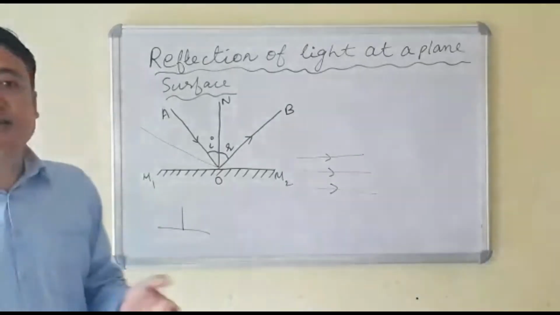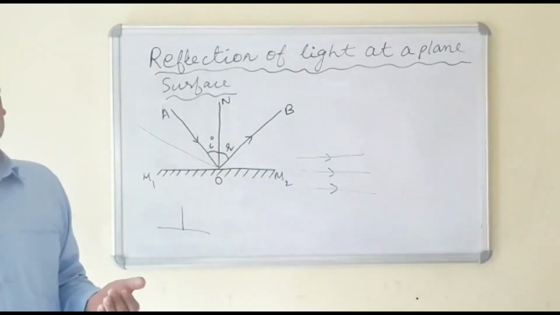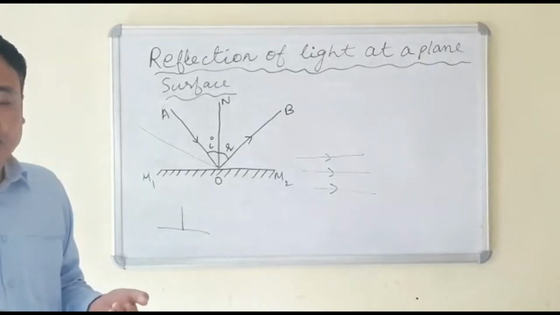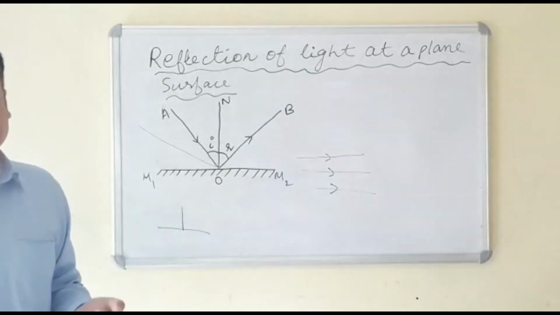So in the next class, we will start with another portion, that is the types of reflection. Two types of reflection are there: regular reflection and irregular reflection.